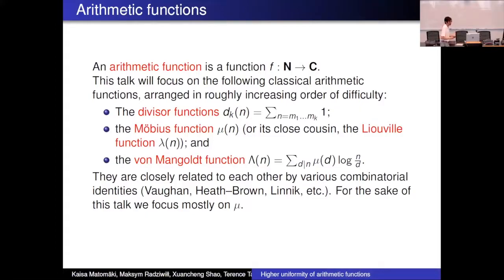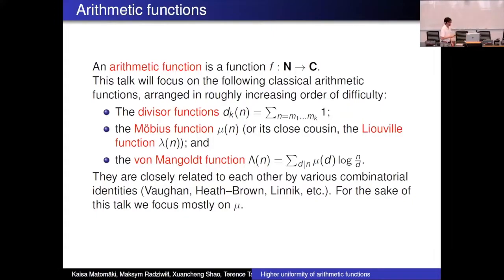So the divisor functions, the number of ways of writing a number as a product of k factors, or the Möbius function. The Liouville function is a close cousin of the Möbius function, as is the von Mangoldt function. They're all very related to each other by various identities: the Vaughan identity, the Heath-Brown identity, the Linnik identity. They all connect to each other, and they all have very similar Dirichlet series. They all involve the zeta function. We have results for all three of these classes, and pretty much anything that has a Heath-Brown type identity, our methods can touch. But for the sake of this talk, I will mostly focus on the Möbius function, though we have results for the other functions too.